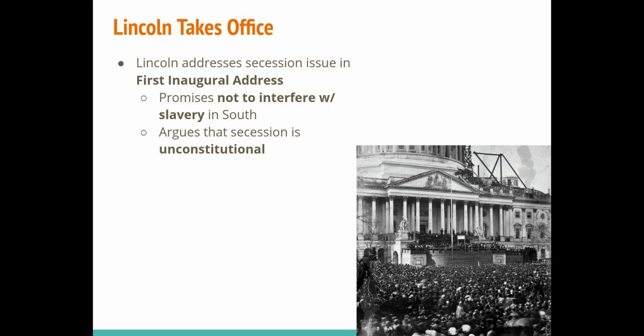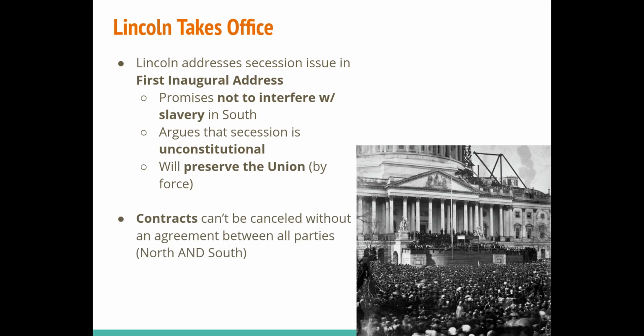So he can't recognize them as independent. He constantly refers to them as the rebelling states. And he promises that he will preserve the Union. For the first half of this war, that's Lincoln's goal: to preserve the Union by force if necessary. He says, I'm going to bring these states back in. We're going to get them to follow the laws as they are.